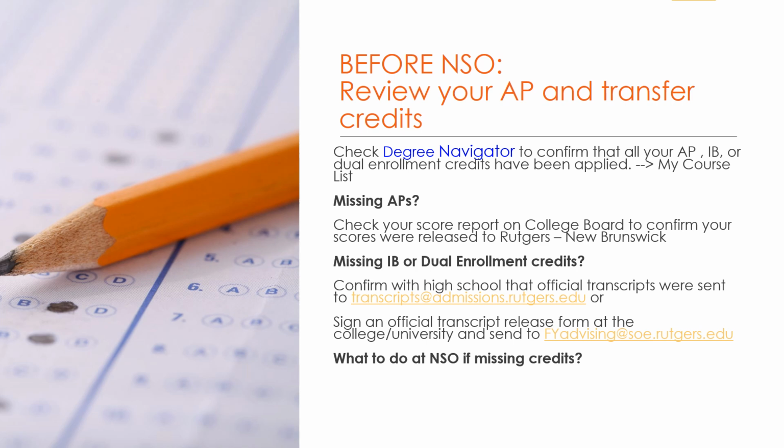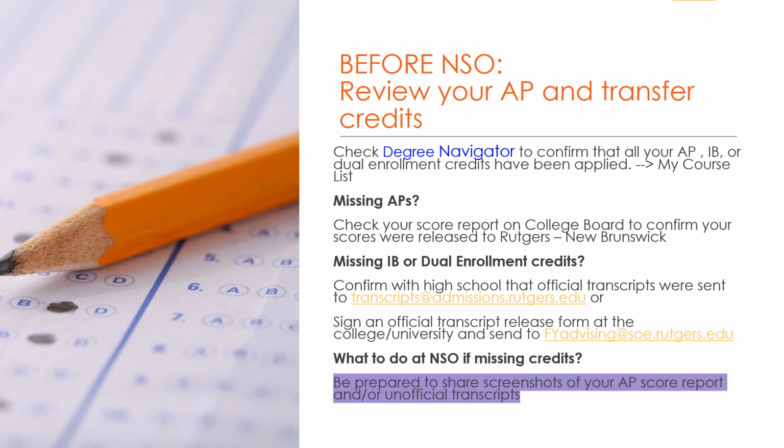And what to do at NSO if you have missing credits. Be prepared to share screenshots of your AP score report and/or unofficial transcripts, and make sure it has your name on it. You would be able to upload that to a form to let us help you out and get you registered for the correct courses. I'm going to give you a second. If you want, you can take a screenshot of this.